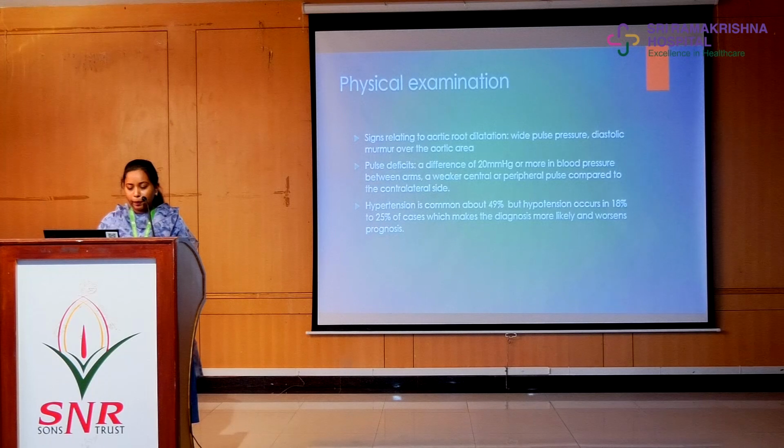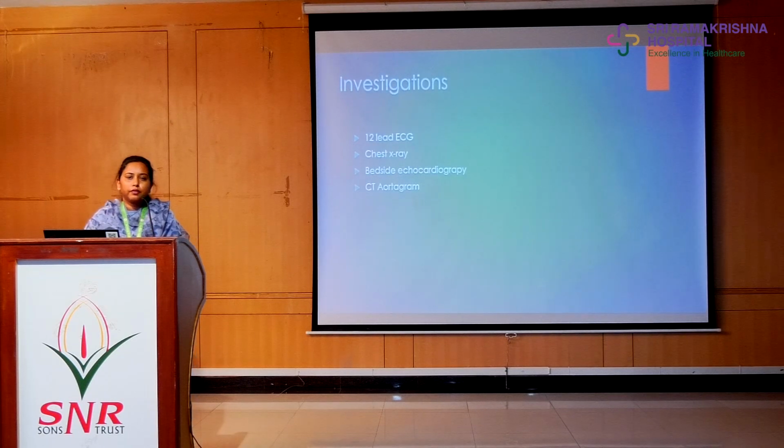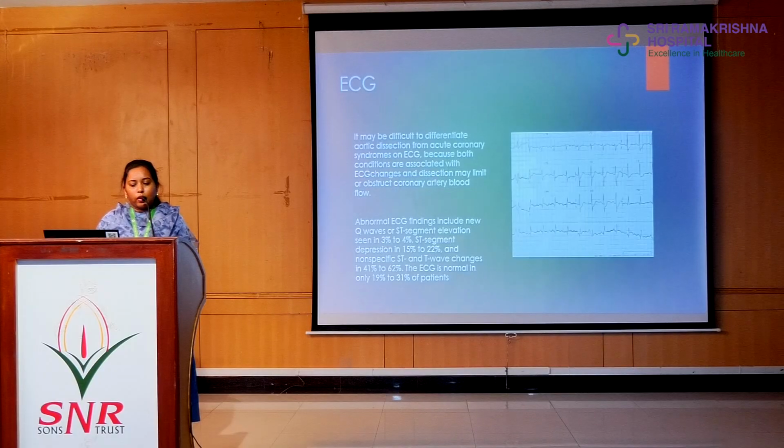worsens the prognosis. So the basic investigations that we do in the emergency, if we are suspecting aortic dissection, are a basic 12-lead ECG, chest X-ray, and then bedside echocardiography, and then CT aortogram. In ECG, it is very difficult to differentiate aortic dissection from acute coronary syndrome, because both conditions are associated with ECG changes like ST-T changes and ST elevation. Non-specific ST-T changes are also seen. The ECG is normal in only 19 to 31% of the patients.